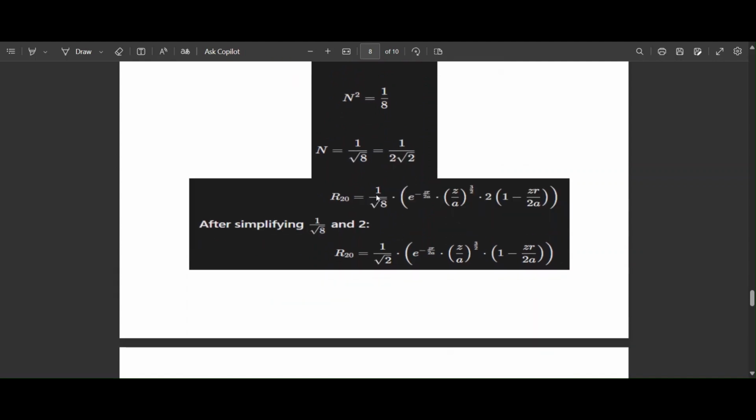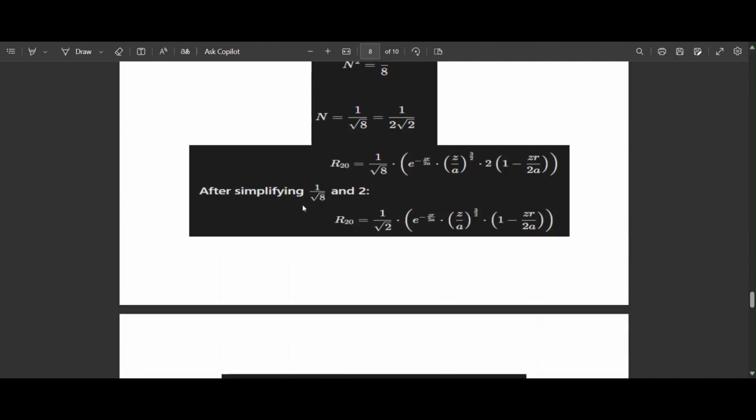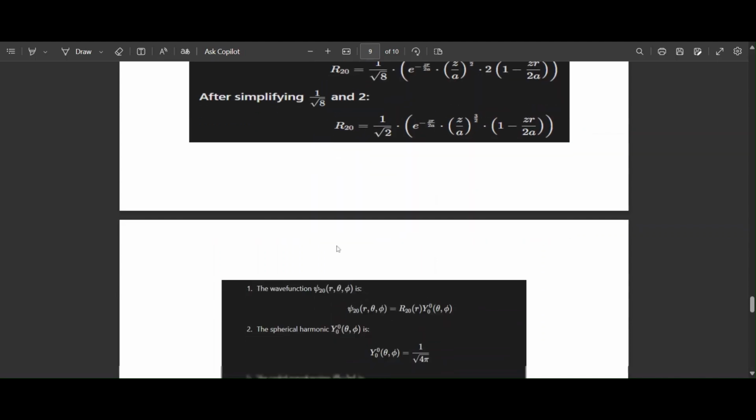Now R20, the radial factor R20, we said that it is n multiplied by that radial part that we calculated, right? So 1 by root 8, and this is the radial part that we calculated. And what I do now is just put this 2 inside the root, that will become root 4 by 8. 4 and 8 cancel, so 1 by 2 comes, so root 2 is left below, and this is the term that I get for the radial part, right? 1 by root 8 and 2, we simplify them and this will turn out to 1 by root 2, and this is the radial part for R20.